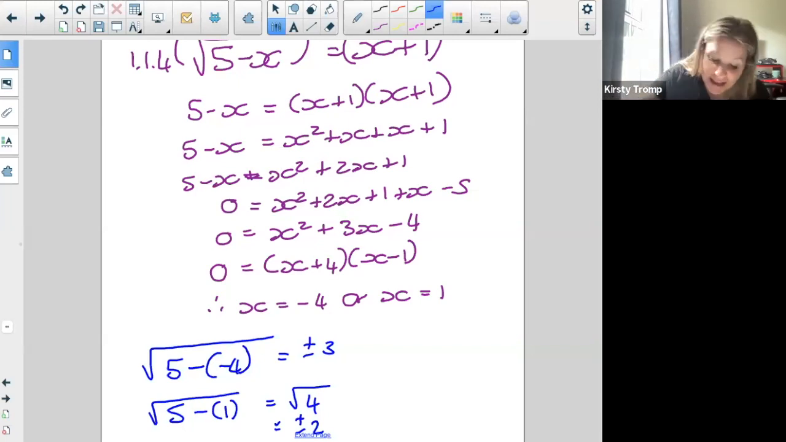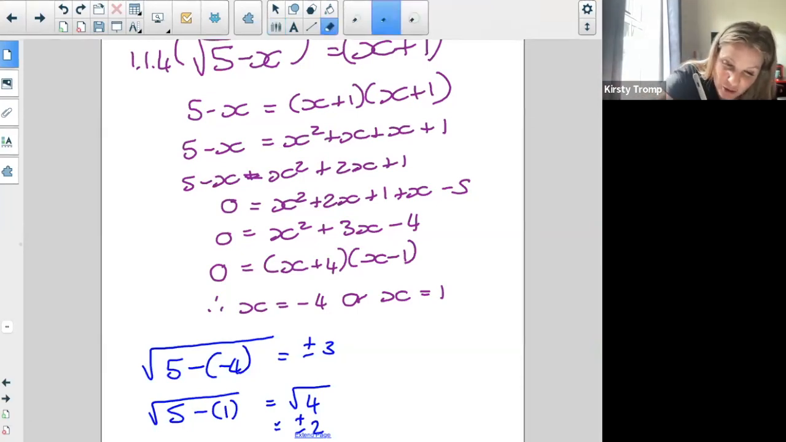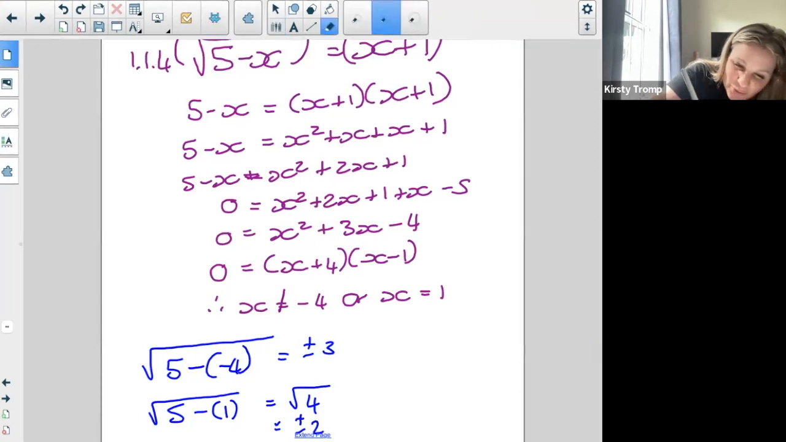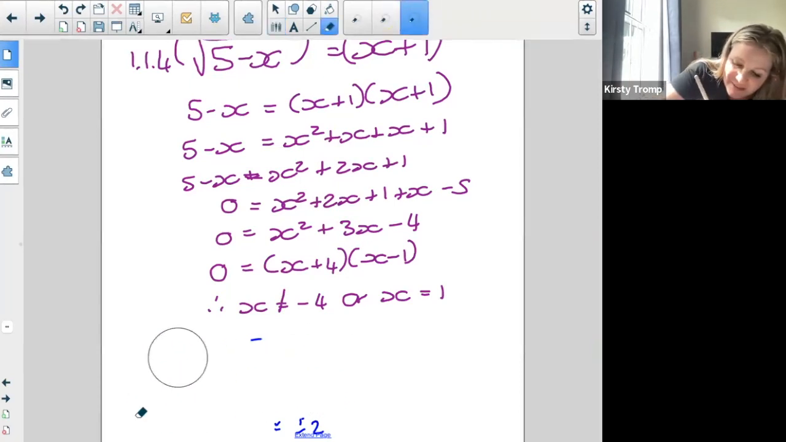Awesome. Okay, so x equals -4 does not work, guys. The reason it does not work is because when we sub it in, we get a negative. So x equals -4 does not work. I completely agree with you. All right. So x equals -4 does not work.